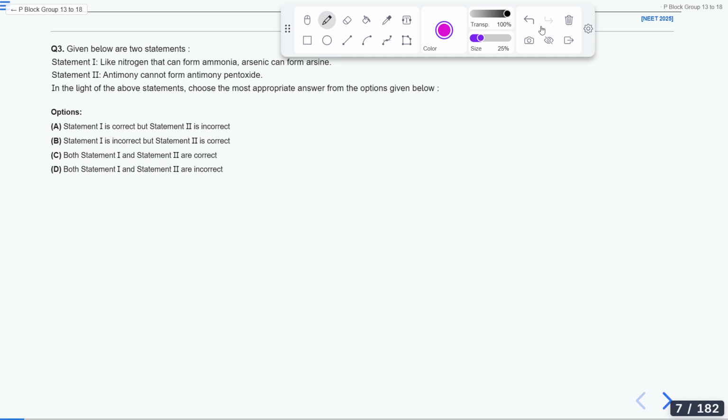We have done such questions in your class as well. Like nitrogen can form ammonia, can arsenic form arsine? So you know that nitrogen can form ammonia, which is NH3. Now you have to predict whether arsenic can do the same or not. Then the second statement is antimony cannot form antimony pentoxide. Is it true or not? So tell me about both the statements, whether they are correct or not.